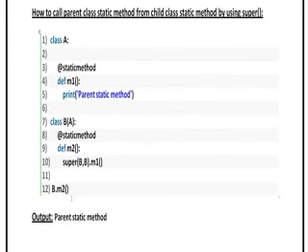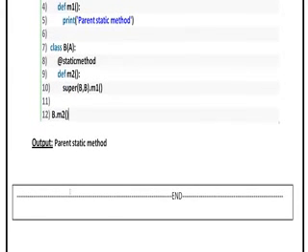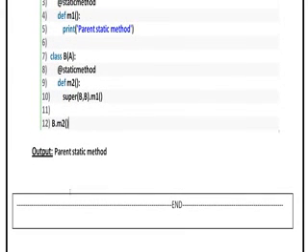So this is one program. Here it is asking B.m2. What is the m2? I have written parent static method. I have defined a class. In M1 I have written parent static method. In the B class m2 I have written super(B, B).m1. So that is why the m1 class will be printed. This is somewhat of the object oriented concepts in Python programming, part 2.